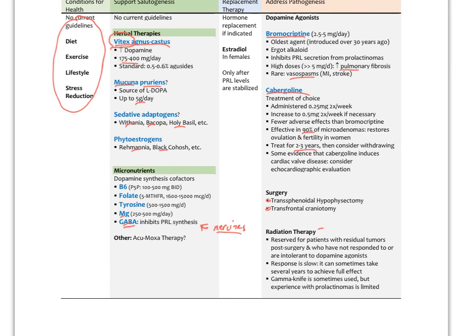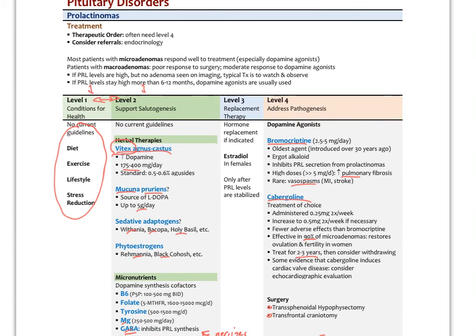The major hormone to replace would be estradiol in females, and that would be only after the prolactin levels are stabilized and if estrogen is still low. So you might consider that. But we focus first on trying to normalize the prolactin. So that's the approach to prolactinomas.